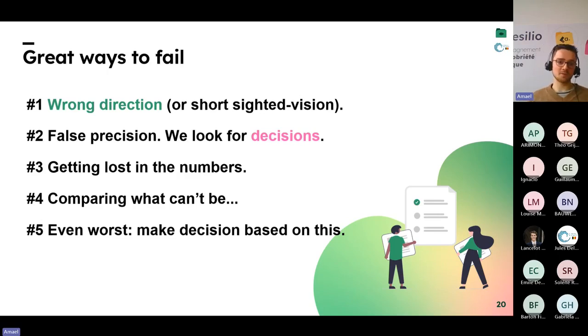But even worse, making a decision based on biased information. So no matter the environmental assessment you do, the approach you take, and I will go through a lot of details after, no matter which one, you just need to focus on the things that are really, really important: the action you will take with the information you provide.